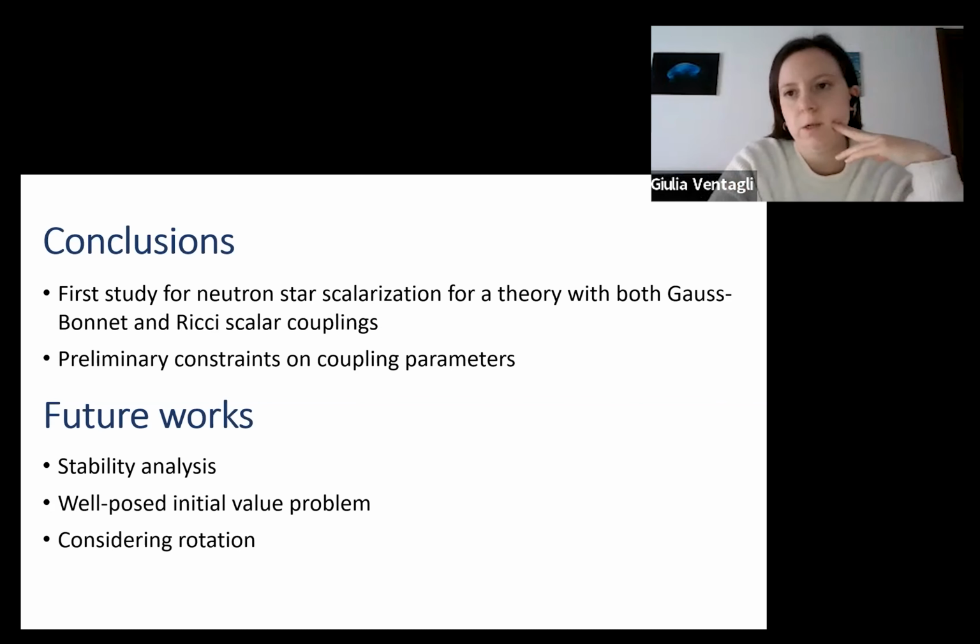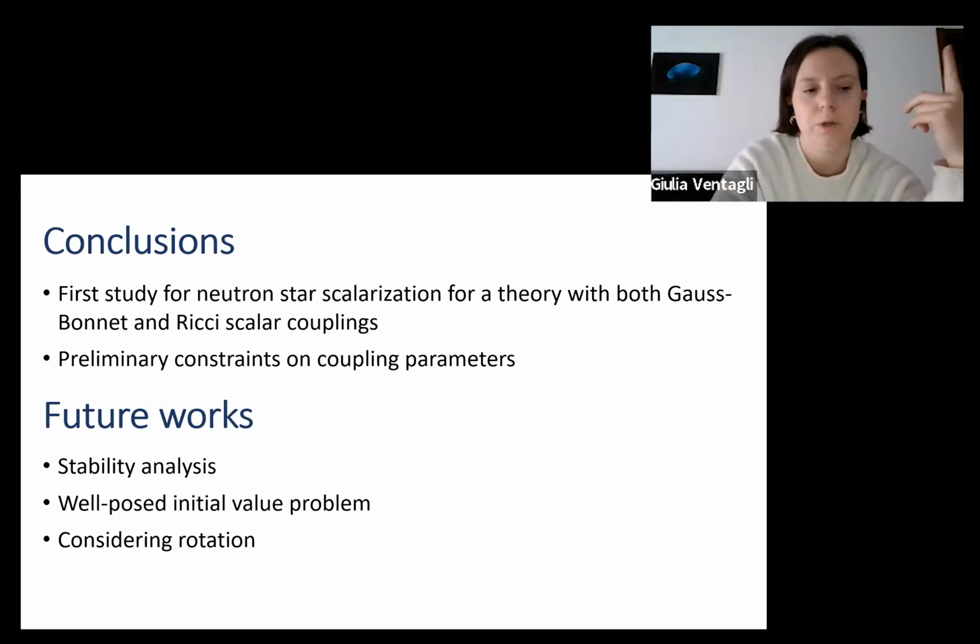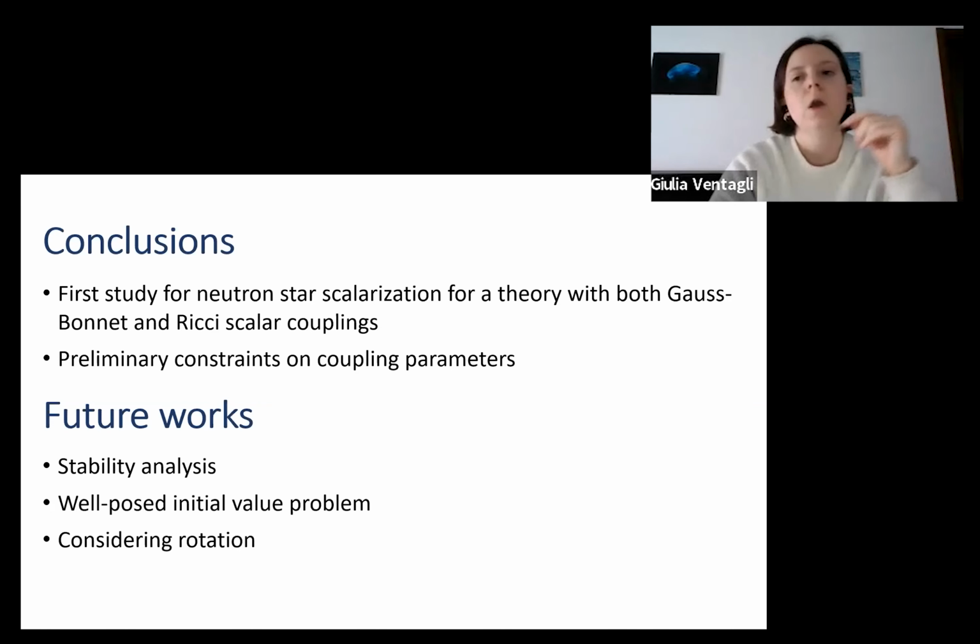And of course, there are still many things to do. We could do a stability analysis of neutron stars. Yorgos this afternoon will talk about black hole stability for the same theory. One could also study well-posed initial value problems of such a theory, which has not been done so far. And we can complicate further our spacetime assumptions by adding rotation to our system. So yeah, there is still much to do, but this is what we have done so far.